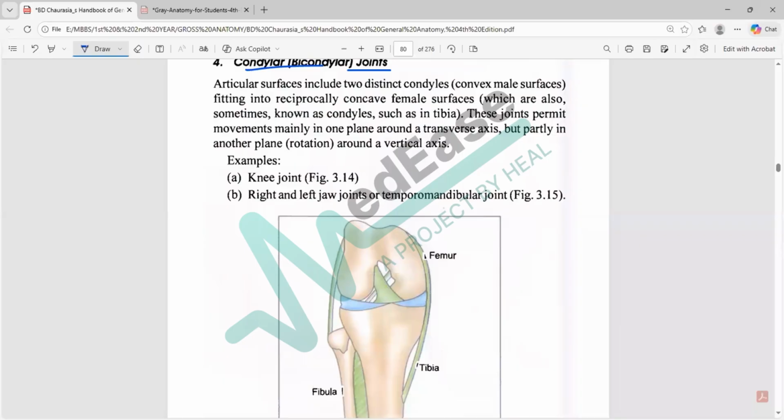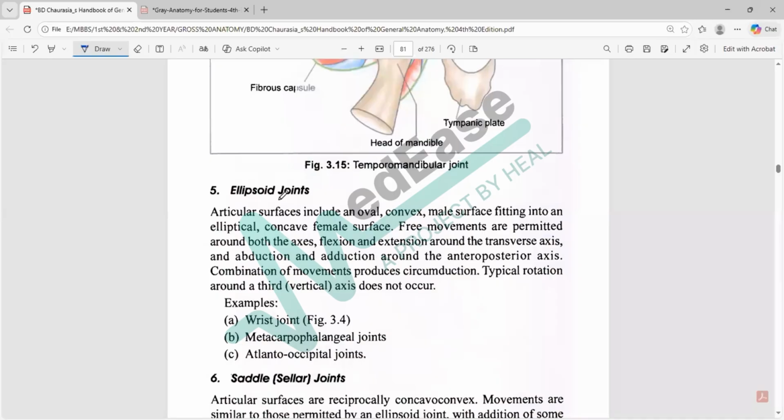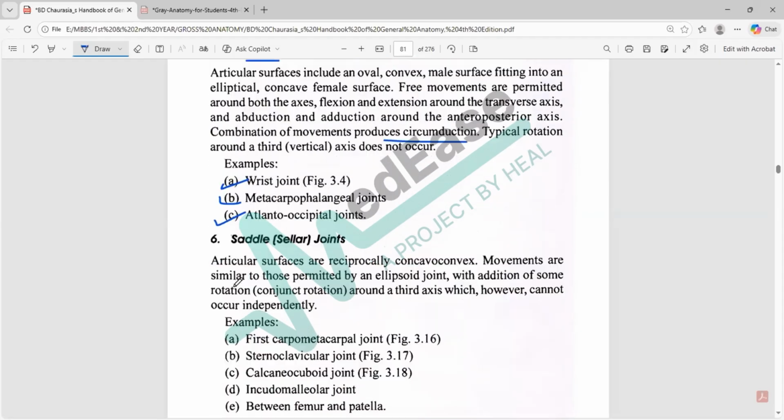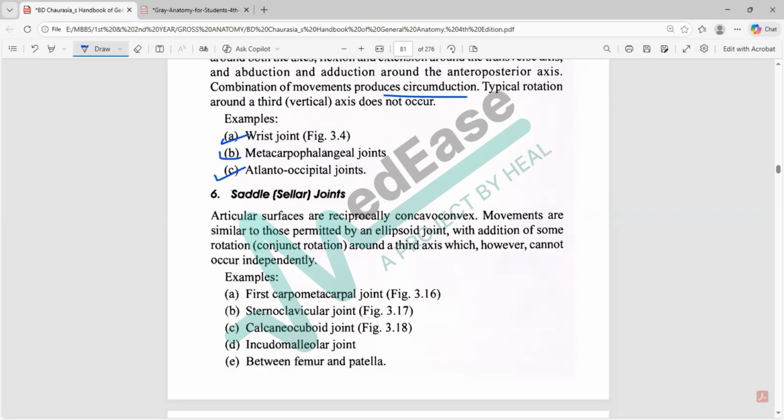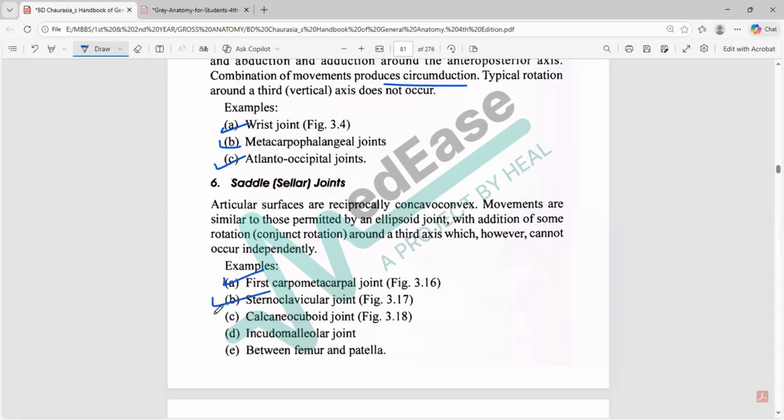Then we have the ellipsoid joint, which will be present also between the convex male and the concave female surface, and it will be present between the metacarpophalangeal joint, the atlanto-occipital joint, and the wrist joint mainly. This will be producing the circumduction as well. Then we talk about the saddle or the sellar. These are specific to the locations. We have the first carpometacarpal, sternoclavicular, and calcaneocuboidal joints mainly, which is present in the foot or the tarsals mainly.